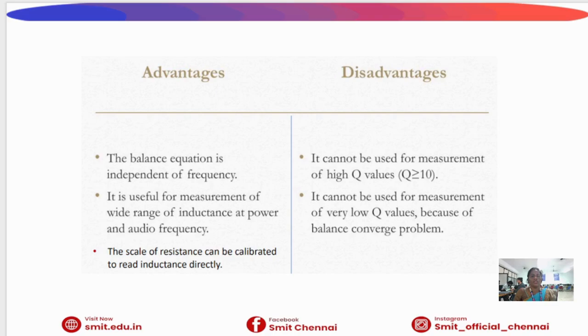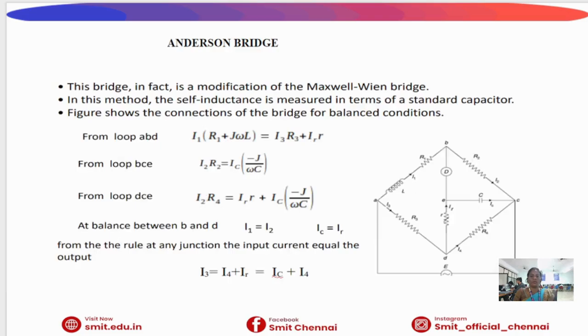The advantages of Maxwell's bridge: the balance equation is independent of frequency. It is useful for measurement of a wide range of inductance at power and radio frequency. The scale of resistance can be calibrated to read inductance directly. And then the disadvantages: it cannot be used for measurement of high Q values. It cannot be used for measurement of very low Q values because of balance convergence problem.